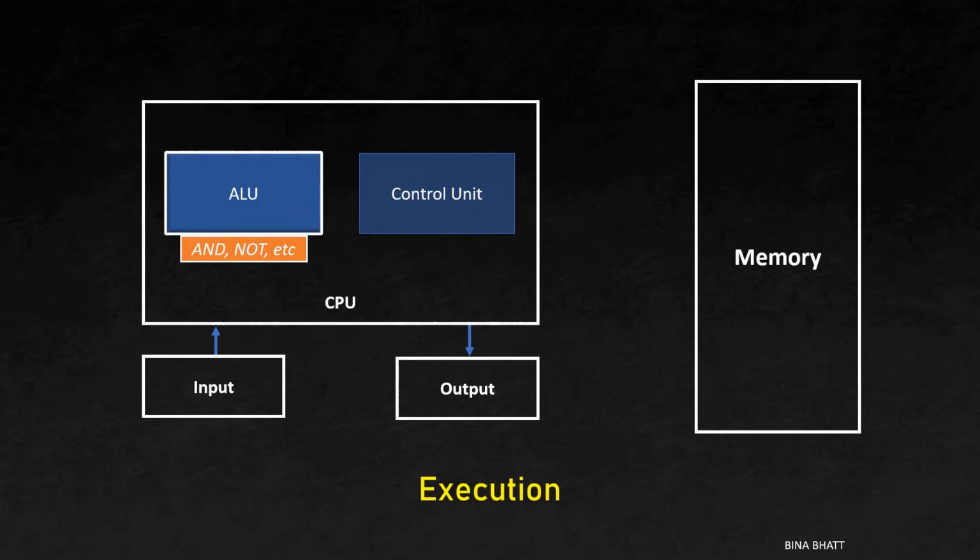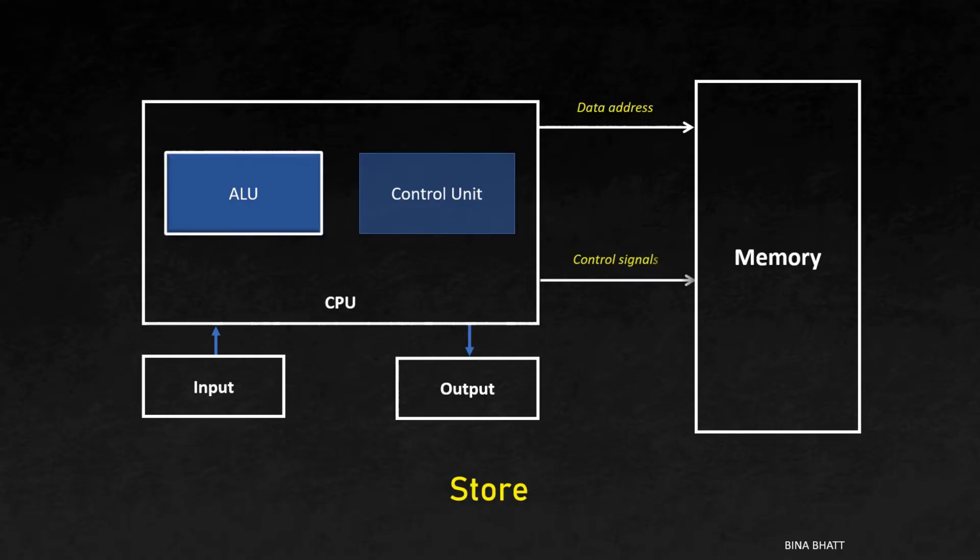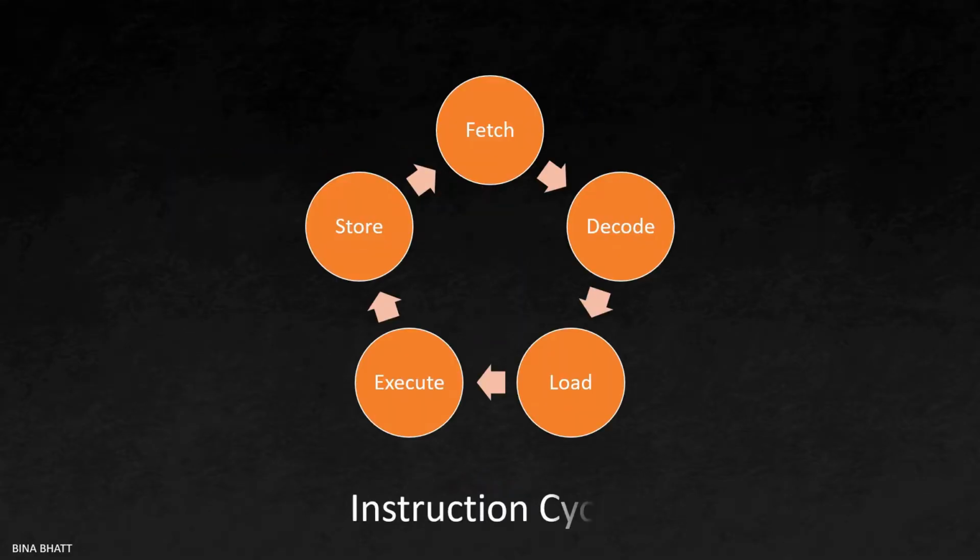Finally, the result of calculation is stored in memory. Again, it's an optional step. Not every instruction will require it. Address and control signals are fed via the respective buses, and data is sent through the same data bus towards the memory. So that is our fetch, decode, execute instruction cycle.